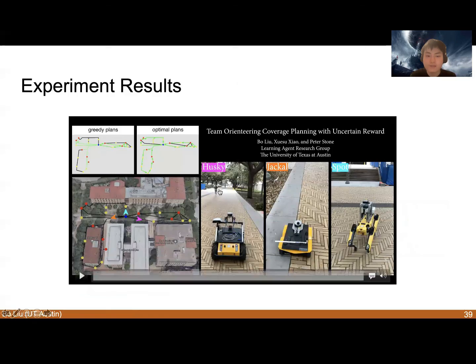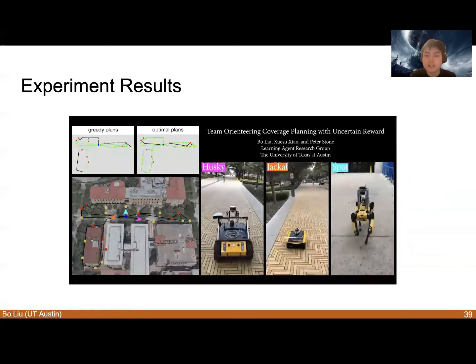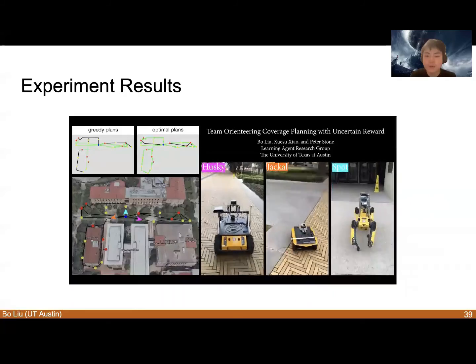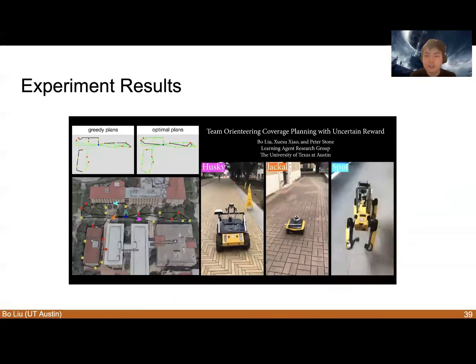We also provide a video showing the physical demo of our algorithm on 3 physical robots, and we do the plans on the UT campus.